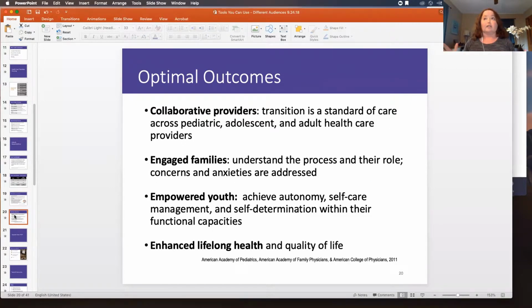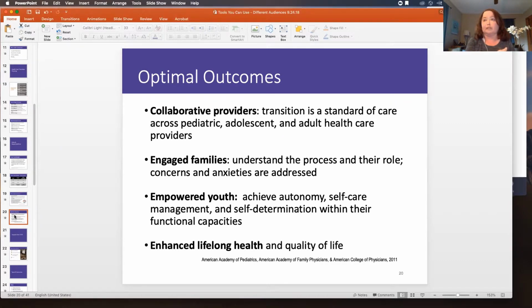So really, the healthcare provider role is to provide that support to a family member and the youth as they start to make this transition from being cared for to being independently in charge of their care. And those optimal outcomes include having a collaborative provider, engaged families, and empowered youth, and really to enhance that quality of life going forward.